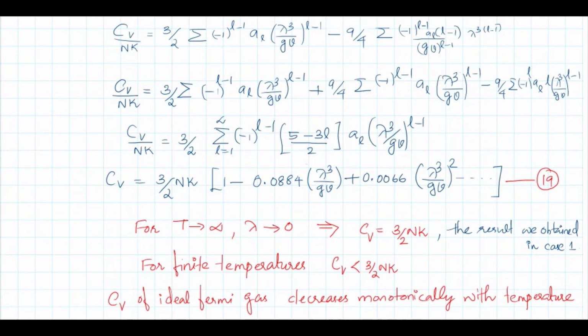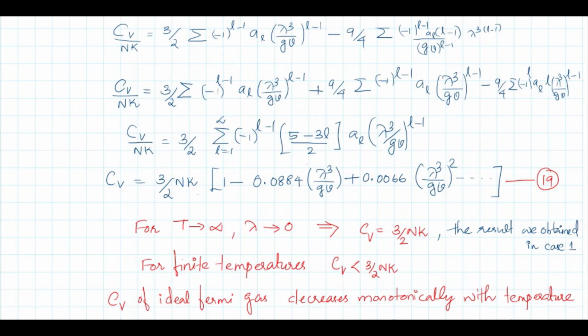That is the first quantity, and the last quantity is minus 9 by 4 into this quantity. So 3 by 2 into minus 3 by 2, that becomes minus 9 by 4 l into this quantity. So this expression can be simplified like this. So you can take this Nk to the right hand side, Cv equal to 3 by 2 Nk.